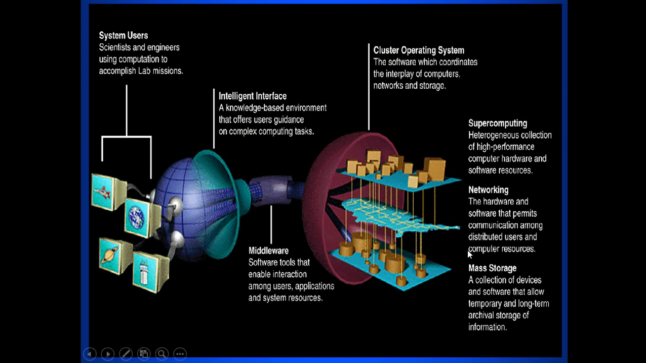Networking is the hardware and software that permits communication among distributed users and computer resources. And finally, mass storage is a collection of devices and software that allow temporary and long-term archival storage of information.